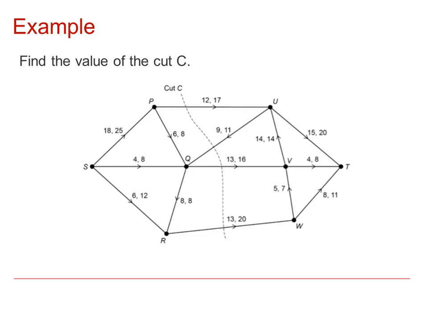Well, for this particular cut then, we've got 17 flowing out from the source into the sink, and from Q to V 16, and from R to W 20. So outwards we've got 17 plus 16 plus 20, and then coming from U to Q, this one here, which is going from sink into source, the minimum is 9, so we must subtract 9 from there, and that gives a total value of 44.